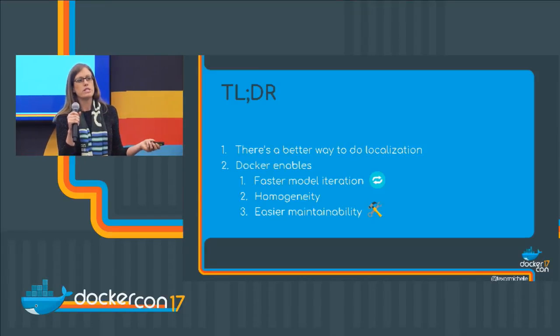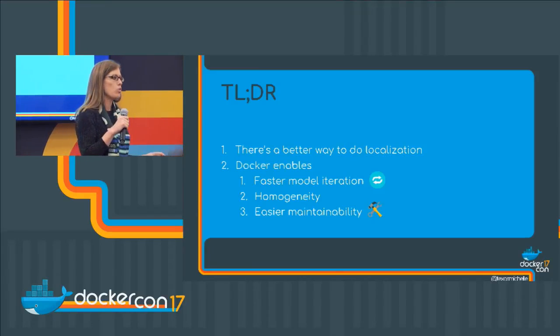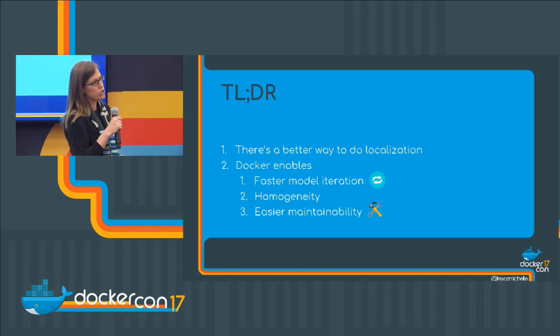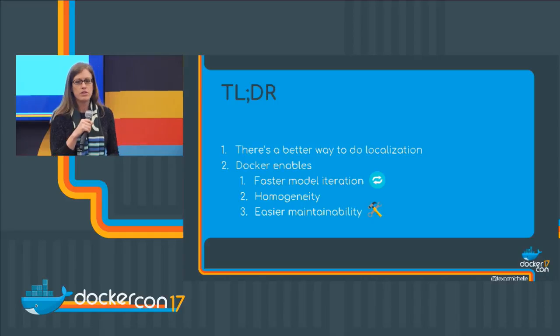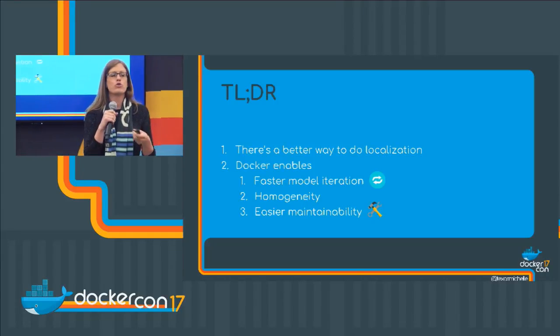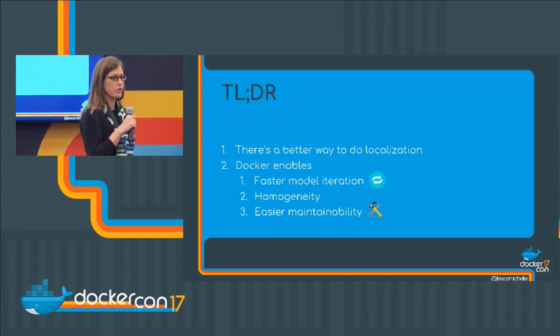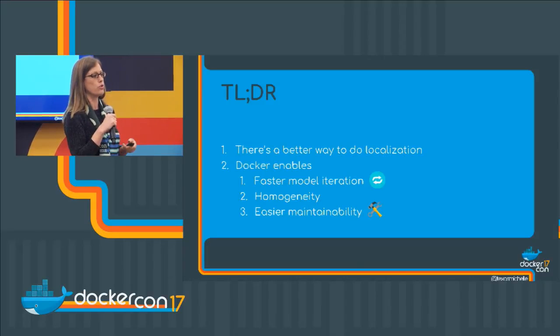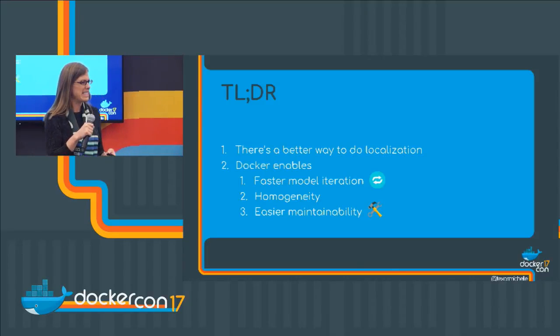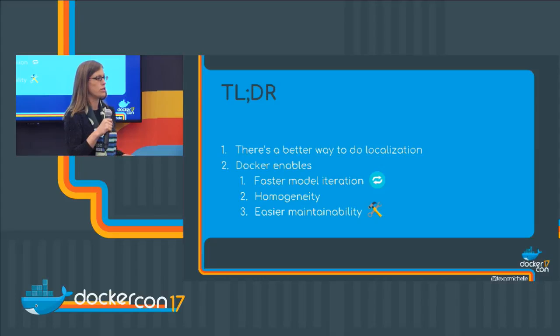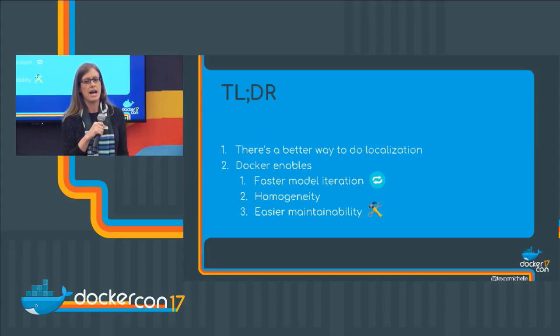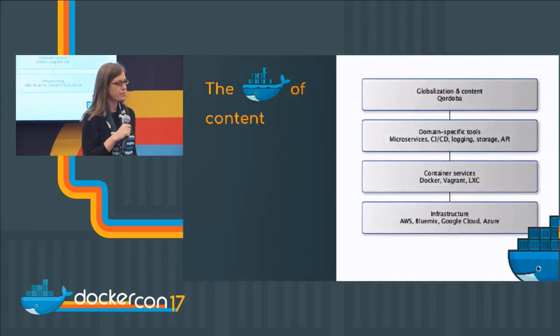The main point of this is just to talk about how there's a more efficient way to do localization and how Docker enables that. NLP models are notoriously hard to operationalize, to run in production, to support, to really operate in an efficient way, and Docker enables so much of that. So we'll talk about what the problem is and how Docker makes that better.